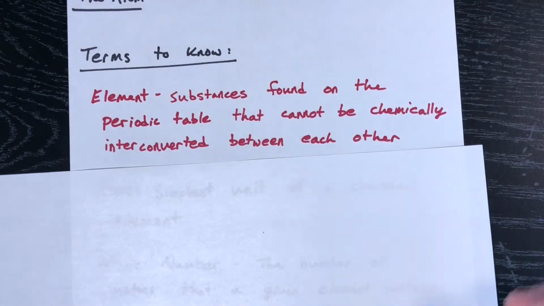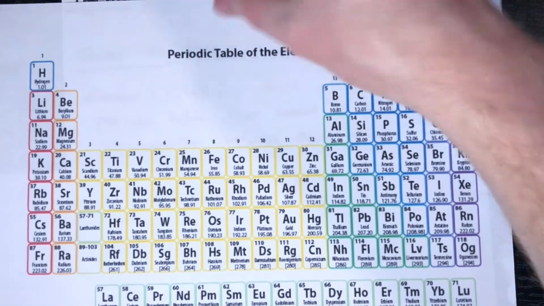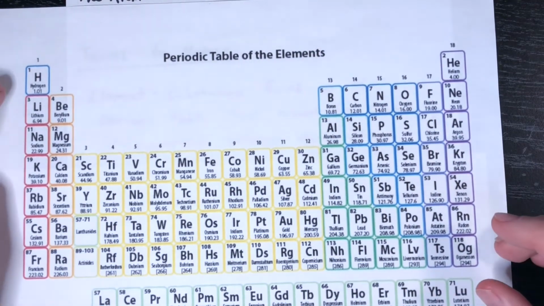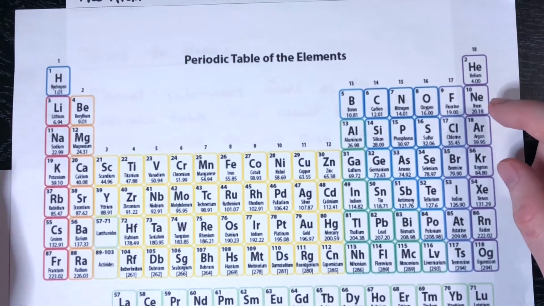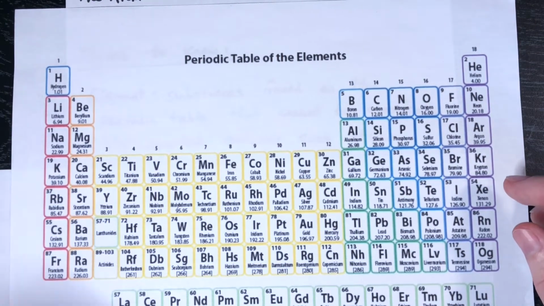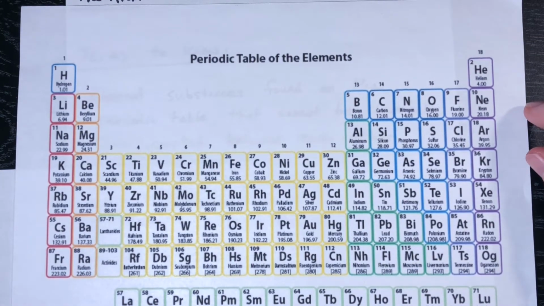They are defined as substances found on the periodic table that cannot be chemically interconverted between each other. So what this means in a practical context is if you look at your periodic table, it is chemically impossible to convert hydrogen atoms into helium or vice versa. It is impossible to take any element that you see here and produce a different element in a chemical environment. So what we mean by a chemical environment is basically a laboratory setting and all the tools that a chemist would have at their disposal in that type of laboratory setting.